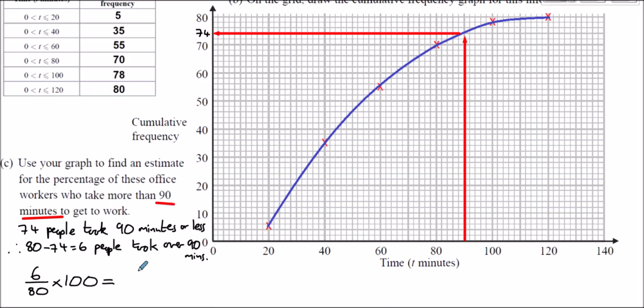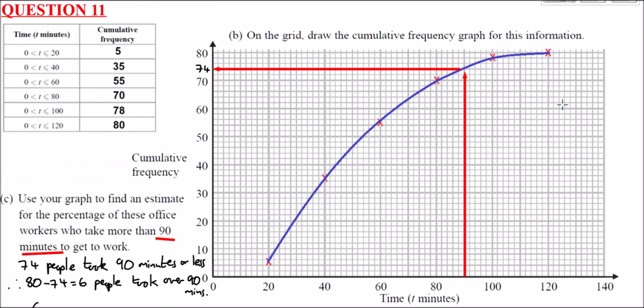And again, you may have got 6% or 9% based on how you've drawn your curve. As long as you've drawn your curve carefully and done your best, and evidenced that you've read off at 90 and gone along to get this value here, you would obtain some method marks, likely all, if your answer is close to being 7.5. So that's that question completed. We can now have a look at question 12.